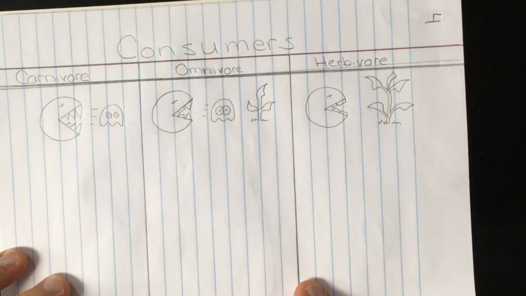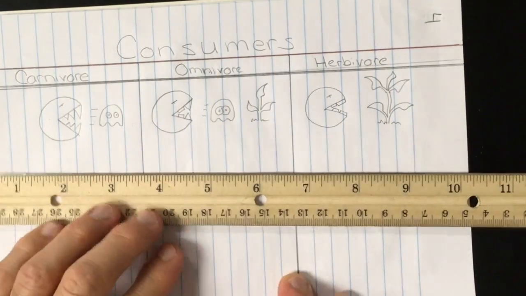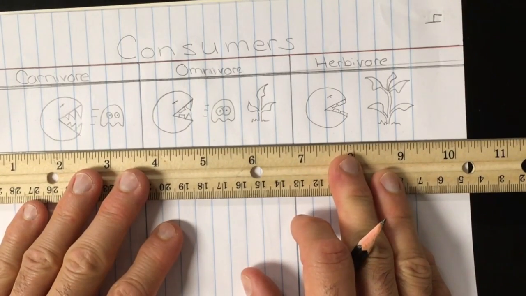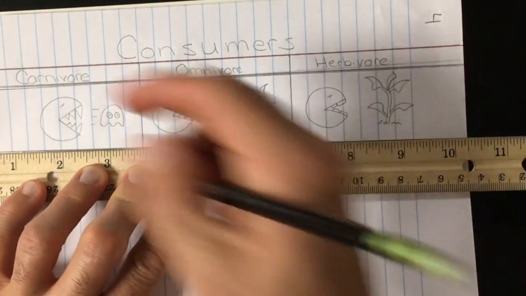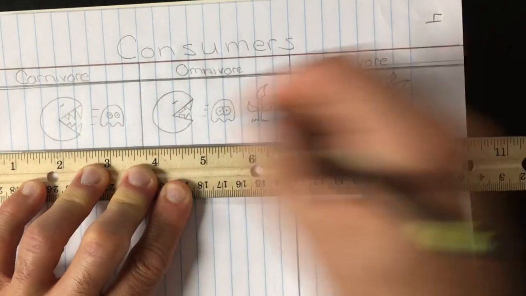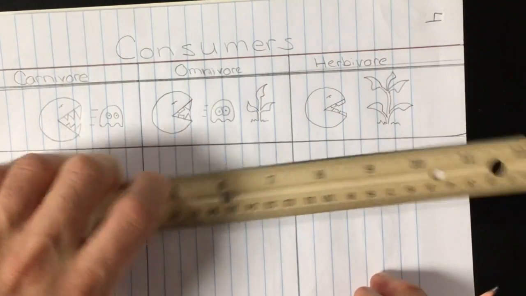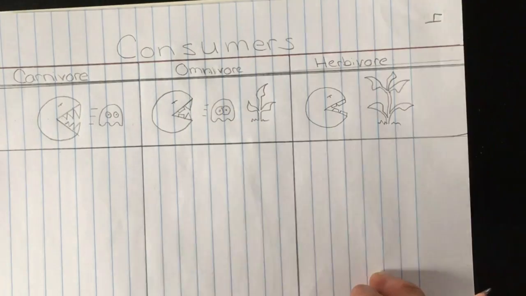Once I've done that, I think I'm going to draw a line just to separate it. This is my memory aid. This helps me remember the difference between a carnivore, an omnivore, and an herbivore.